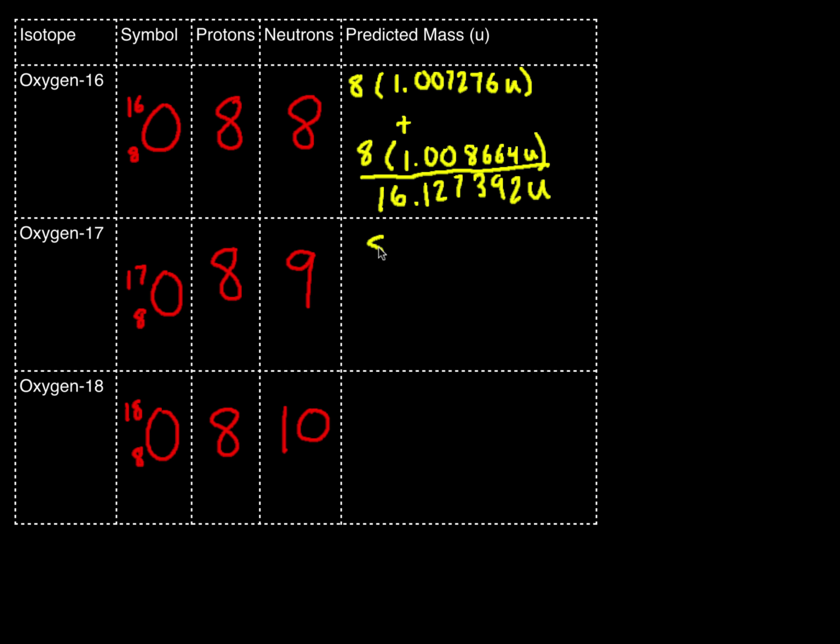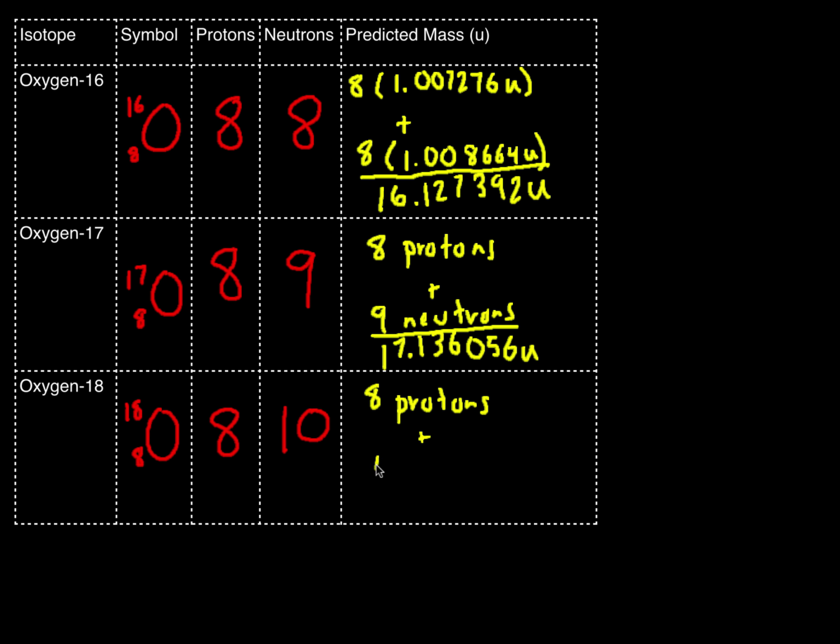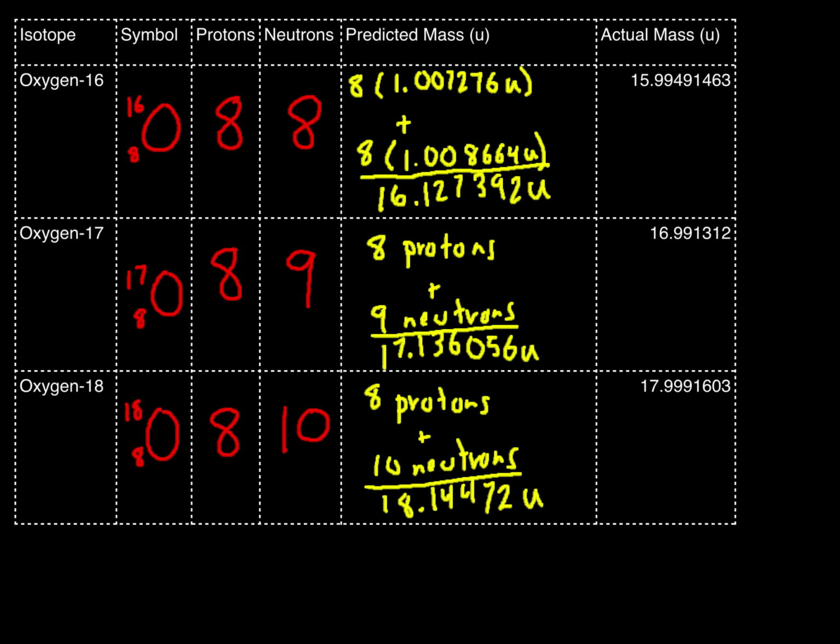You can do the same for each isotope of oxygen. For oxygen 17, it's 8 protons plus 9 neutrons. And this gives us a predicted mass of 17.136056 atomic mass units. And for oxygen 18, it's 8 protons plus 10 neutrons, which is a predicted mass of 18.14472 atomic mass units. But when the mass of each isotope is measured, we find a discrepancy.